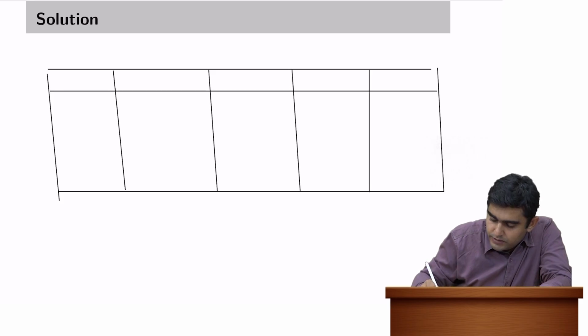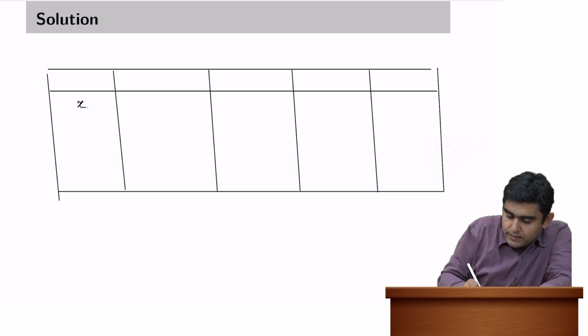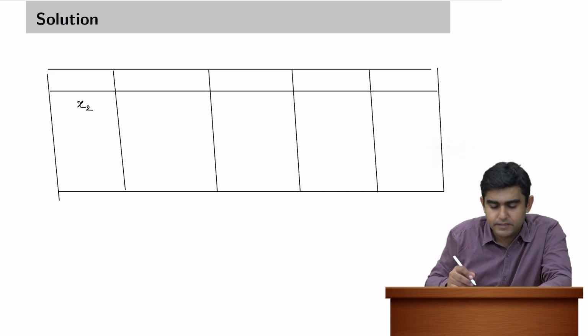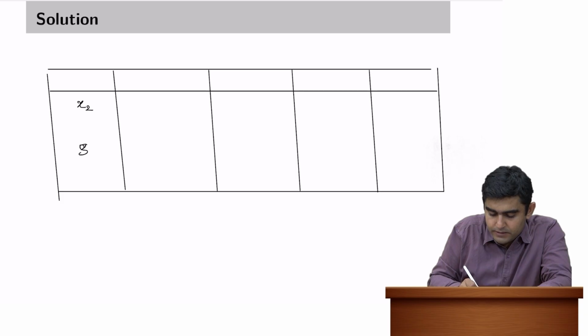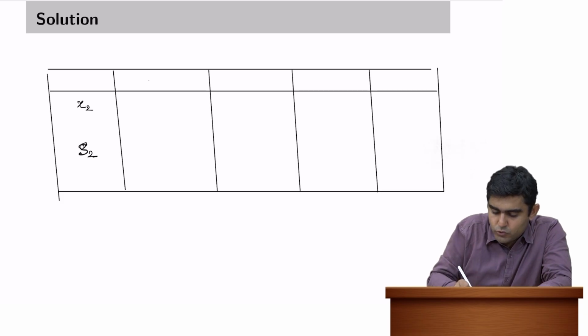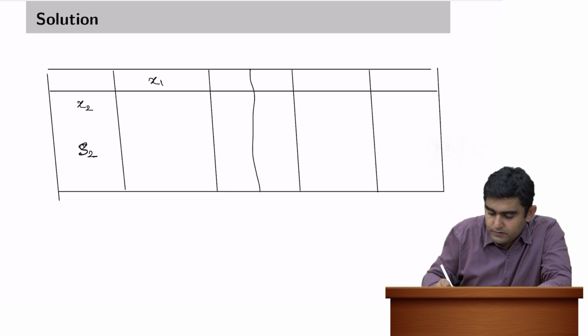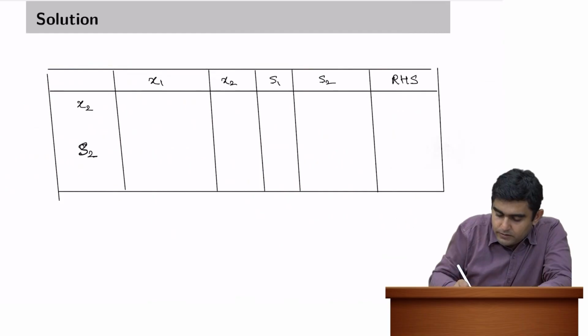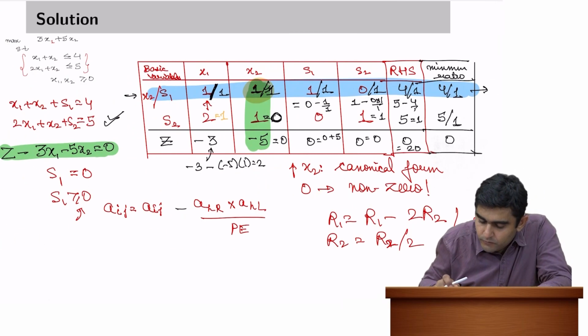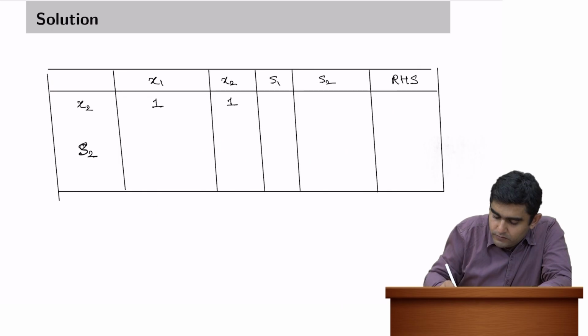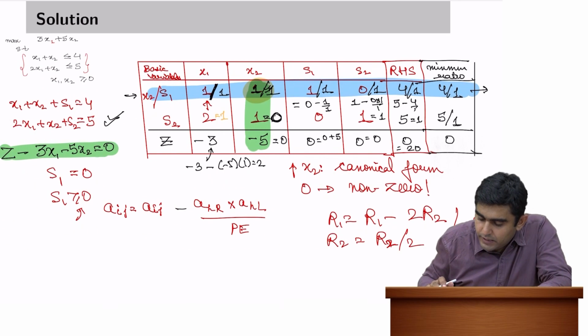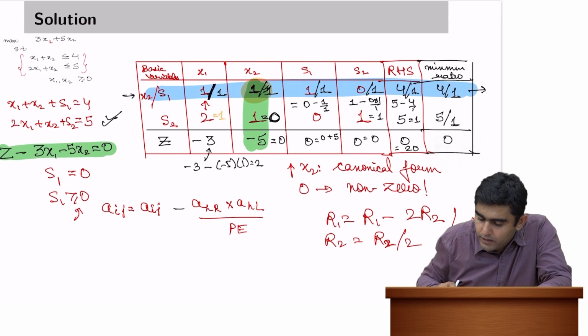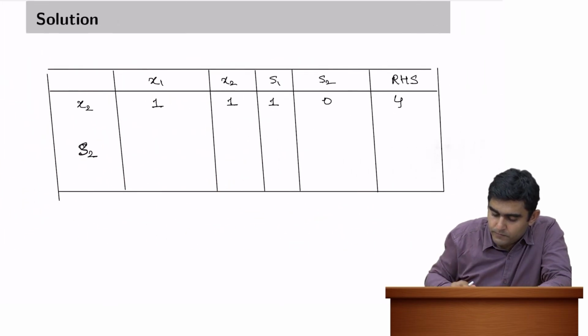So what we will again do here is that now we will add the new incoming variable as our basic variable, which is x2, and this remains as s2. We have x1. Just to save some space, I will say x2, s1, s2 and RHS. So after updating, the coefficients become 1, 1, 1, 1, 1, 0 and RHS happens to be 4.